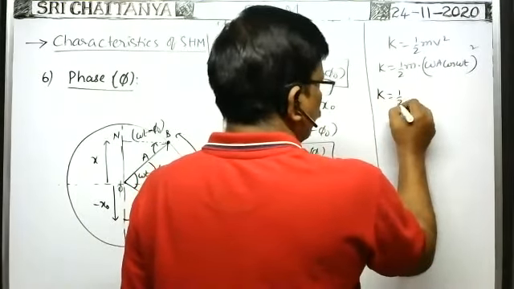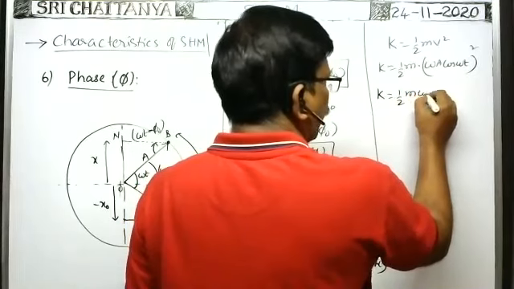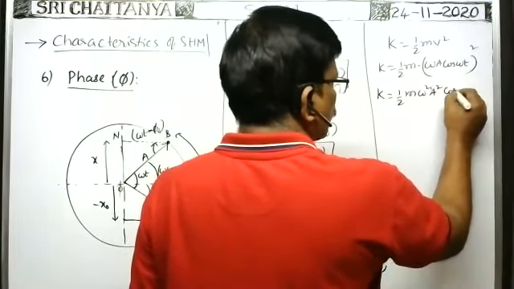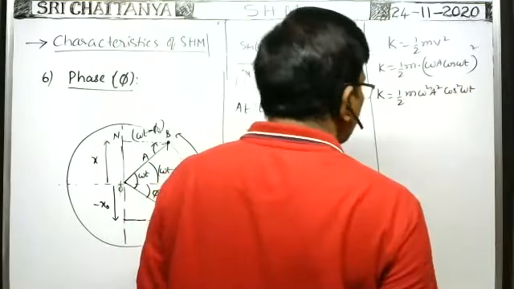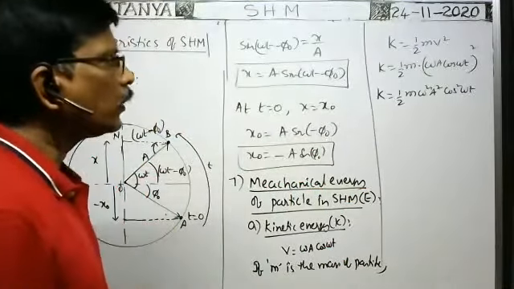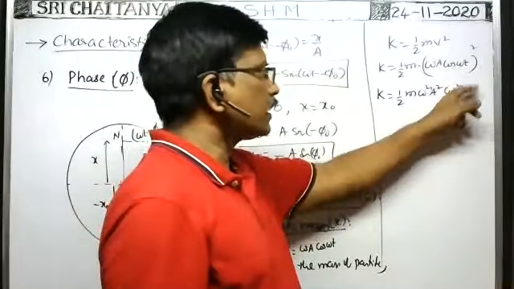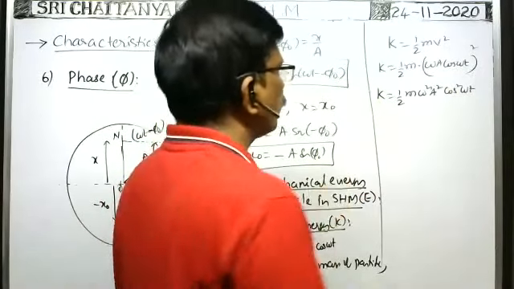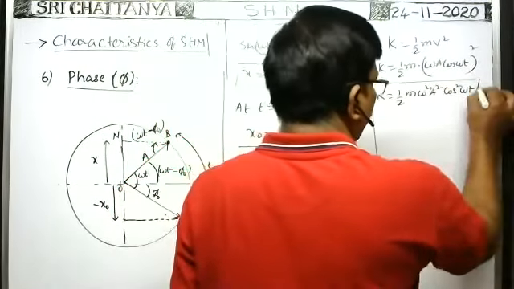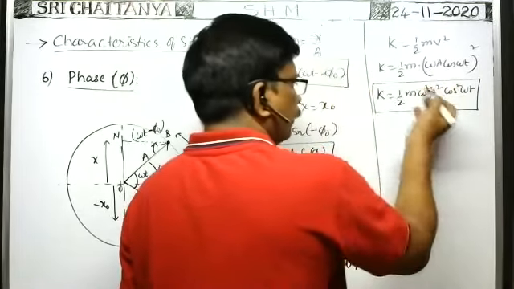Therefore, kinetic energy is equal to half m omega square a square into cos square omega t. At t is equal to 0, as cos value is maximum, which is equal to 1, kinetic energy is maximum. That's why it is the formula for kinetic energy at any instant of time t.